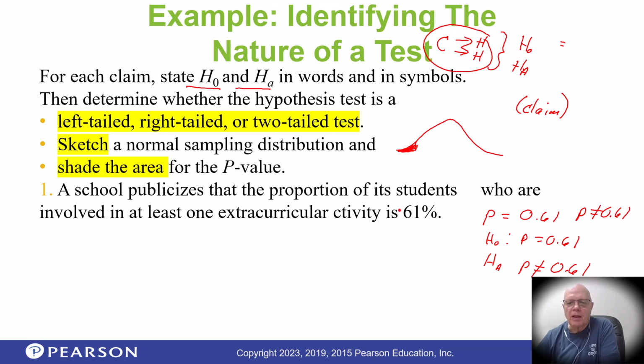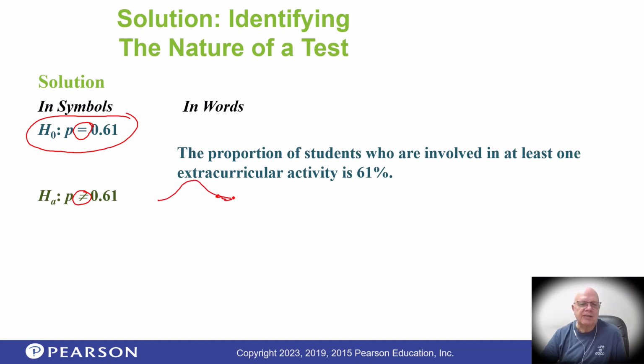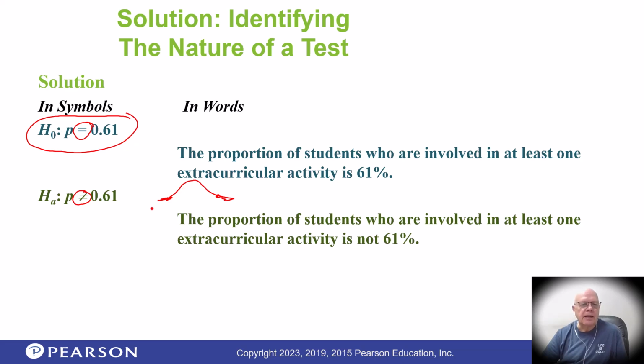Which one was the claim? The claim was this one. So we're going to mark that for later reference. So there we are in symbols. There's the opposite in symbols. Notice we put this as the null because the equals belongs there. This is going to tell us what kind of a test. It's not left-tailed, it's not right-tailed, it's a two-tailed test. You'll have two what are called rejection regions. And that alternate is just the opposite. These are complements or opposites of each other. There are no other possibilities. Either it is 61% or it's not. There's no other possibility.